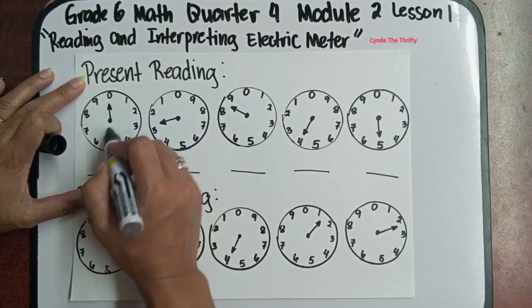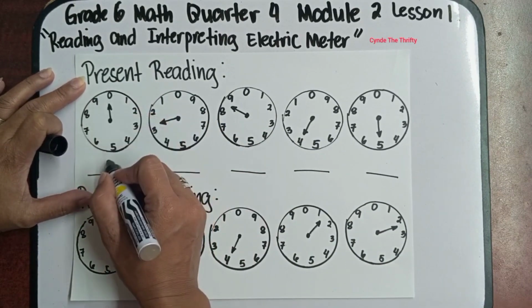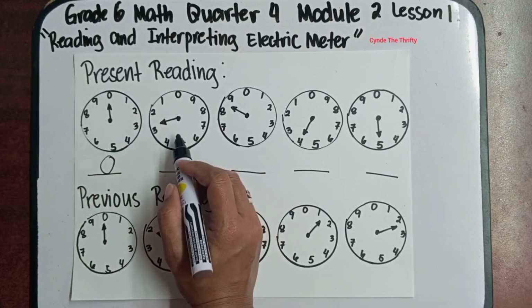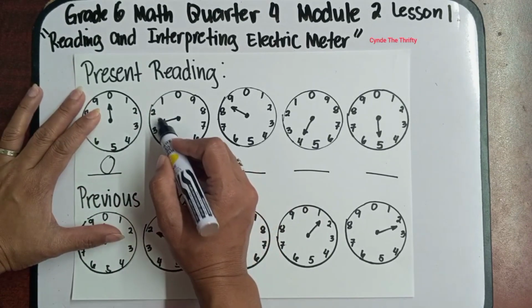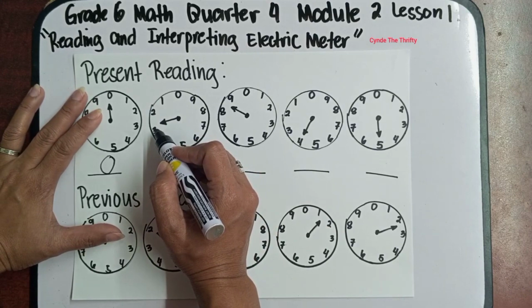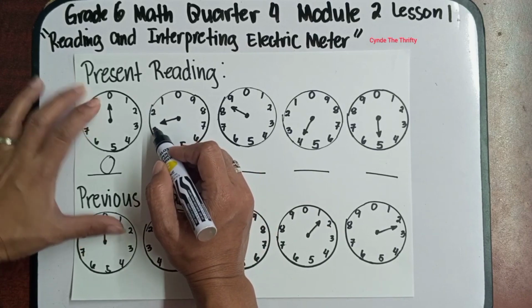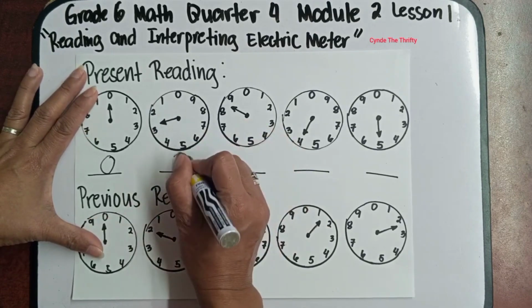So, ang first dial is nasa 0. And then, ang second dial is nasa between 2 and 3. At ang ating rule number 2, ang isusulat natin is ang maliit na number. So, ibig sabihin si 2 ang ating isulat.